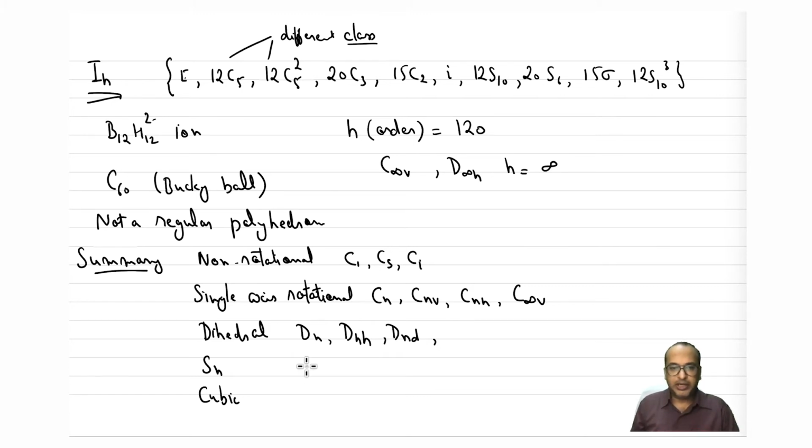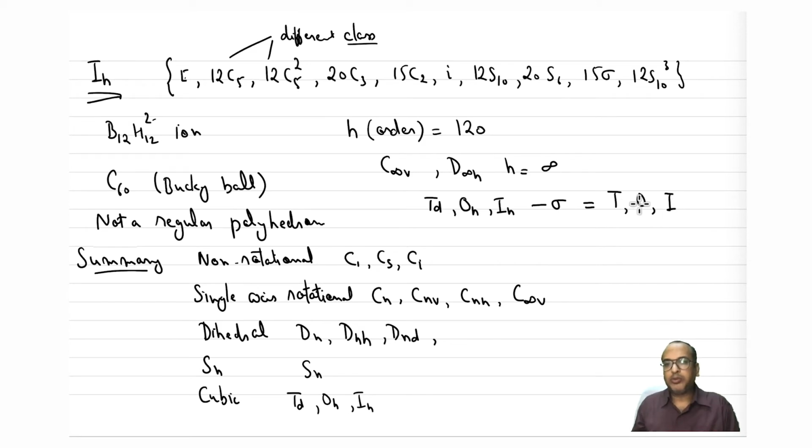And then we have SN, and cubic we had seen TD, OH, IH. So actually cubic had more point groups. So let us also see here itself. If you remove sigma out of these three, so minus sigma, then you will get the corresponding T, O, and I point groups. So you can see that T, O, and I point groups are subsets of TD, OH, and IH point groups. So T is a subset of TD.